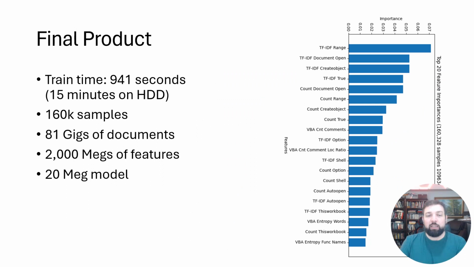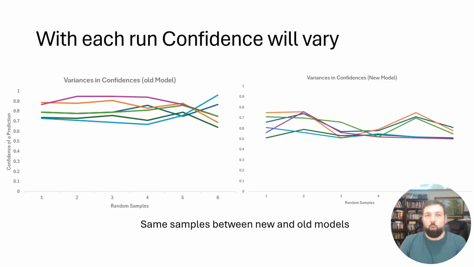All in all, I collected and trained on about 81 gigabytes of documents, which led to about 2,000 megs of features, just raw features, in terms of data frame written straight to disk, and a 20 meg model. While my model performed better than the old one, there was more variable fluctuation in the confidence level over multiple runs.